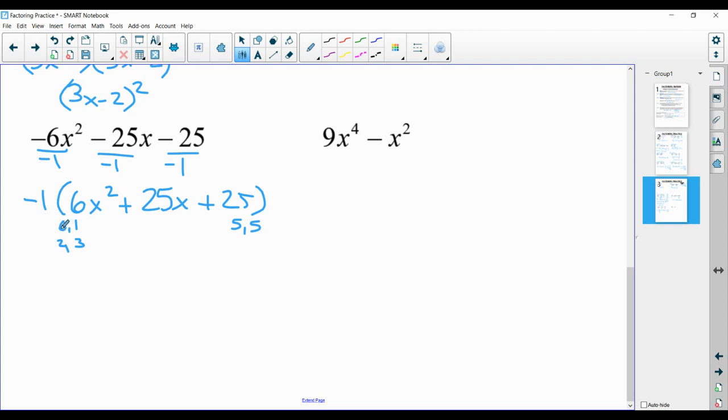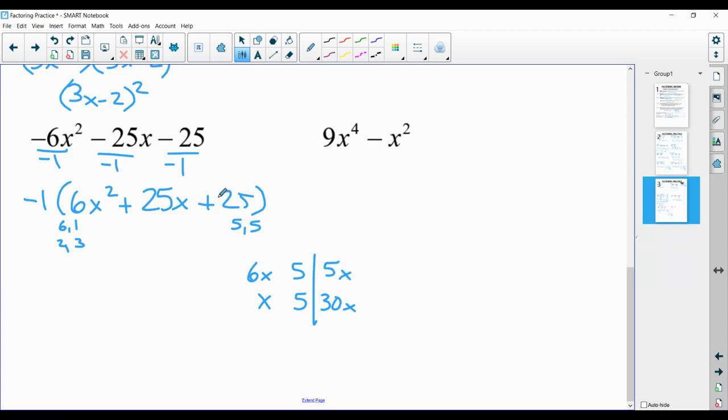Again, I'm going to play with my combinations of numbers. 6 times 5 is 30. 1 times 5 is 5. Well, that's probably a good place to start. So I'm going to start there. 6x and x and 5 and 5. 6x times 5 is 30x. X times 5 is 5x.